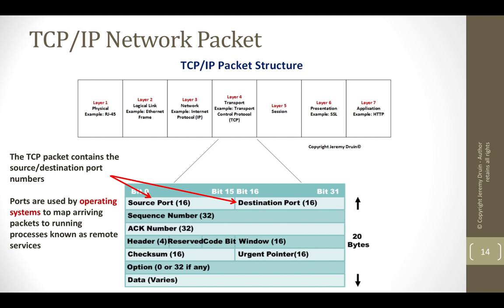So transport layer packets will have the source port, the program that sent the message, and the destination port, the program that's going to receive the message. And so what these ports do is they map the message itself to the program that's supposed to get the message. The source port and the destination port in the TCP protocol are the first two fields, and they're both 16 bits long. That means that port numbers can be between 0 and 65535. So port numbers are pretty broad.